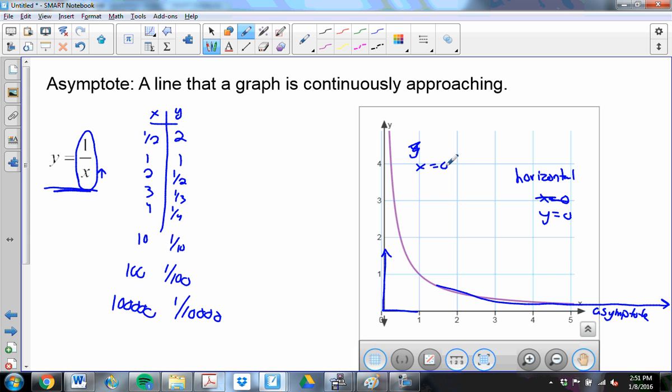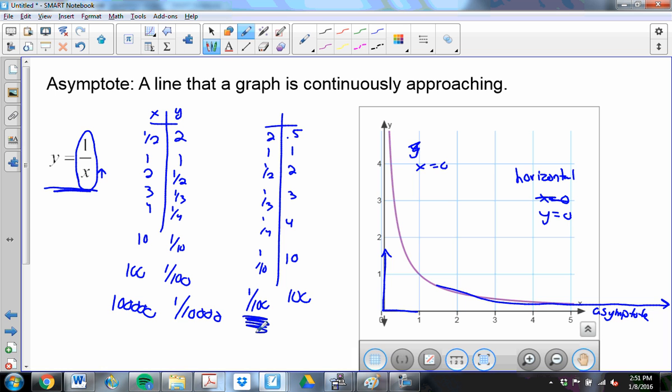If I plug in numbers that get really, really close to 0, like I'll go 2, 1, 1/2, 1/3, 1/4, 1/10, I plug in these numbers for x, well, 1 over 2 is 1/2, 1 over 1 is 1, 1 over 1/2 is 2, 1 over 1/3 is 3, 1 over 1/4 is 4, 1 over 1/10 is 10, 1 over 1/100th is 100. As I plug in numbers that keep getting closer and closer to 0, the graph just keeps going higher and higher. It will never actually touch 0, because I can't actually plug in 0 for x. 1 over 0 is undefined.